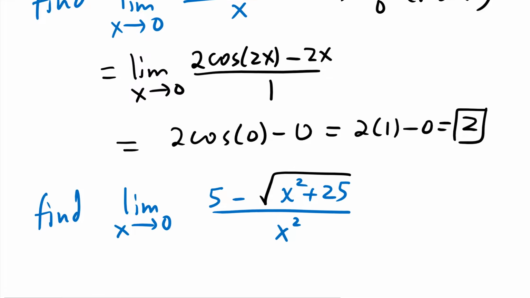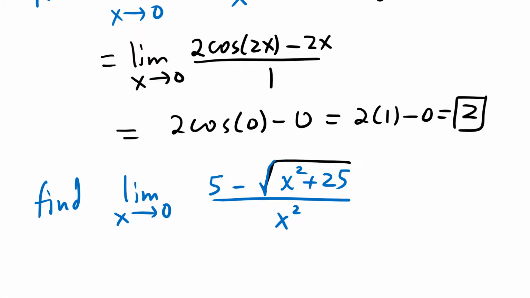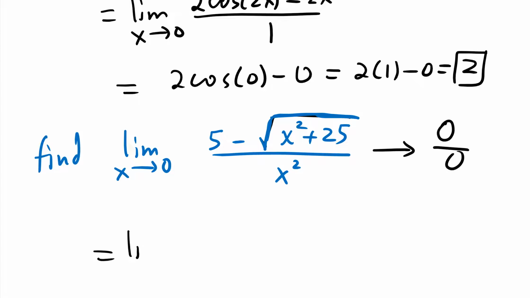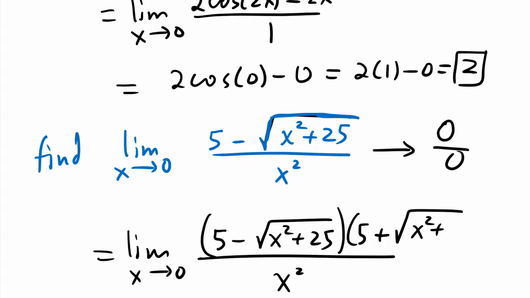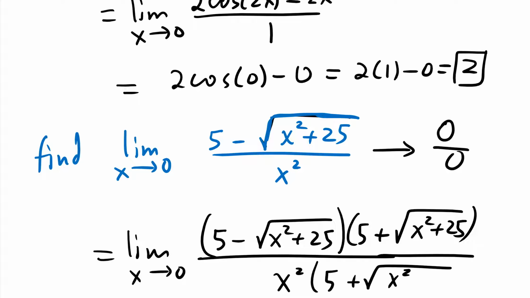For the second one, if you pass the limit as x goes to 0, you will also get 0 over 0. You can either rationalize or use L'Hopital's rule. Either one would be fine. If you want to rationalize this, you multiply the top and bottom by the conjugate, 5 plus the square root of x squared plus 25.